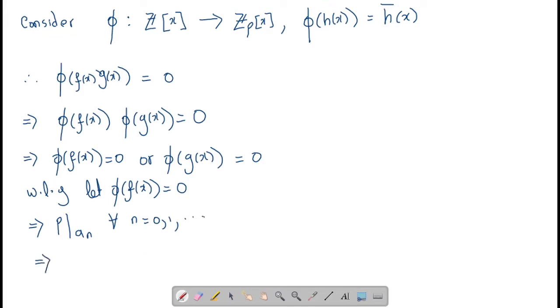This tells us that p divides the content of f of x. But this is a contradiction, as f of x has content 1. Okay, so this contradicts the fact that f of x has content 1, and therefore f of x into g of x has to be a primitive polynomial.